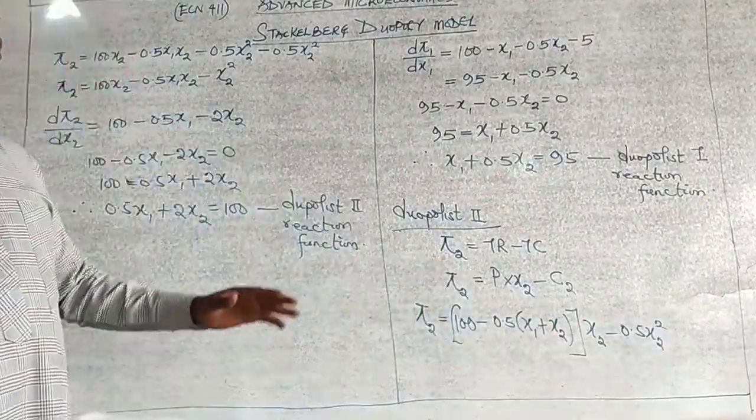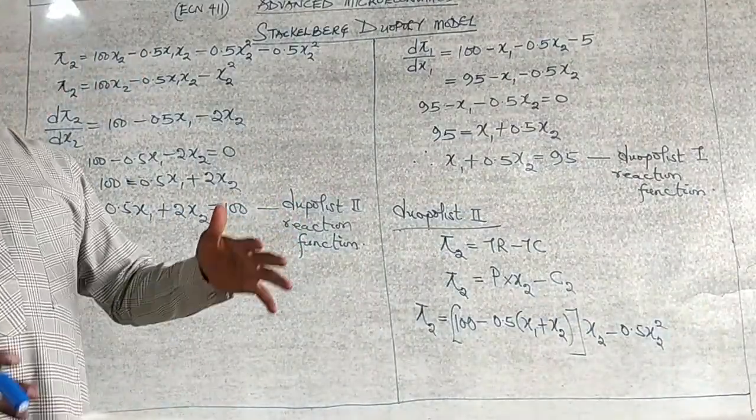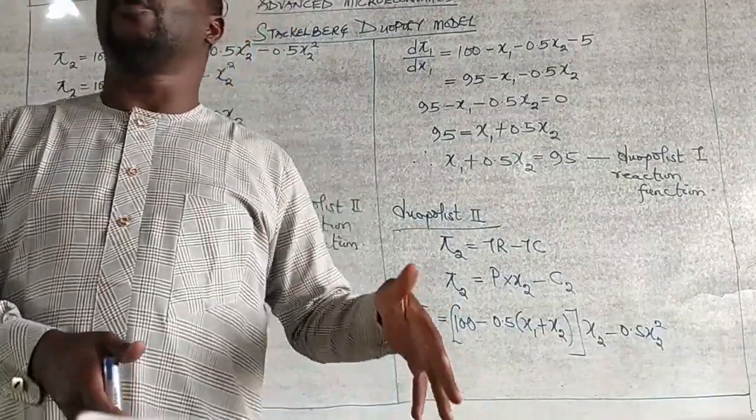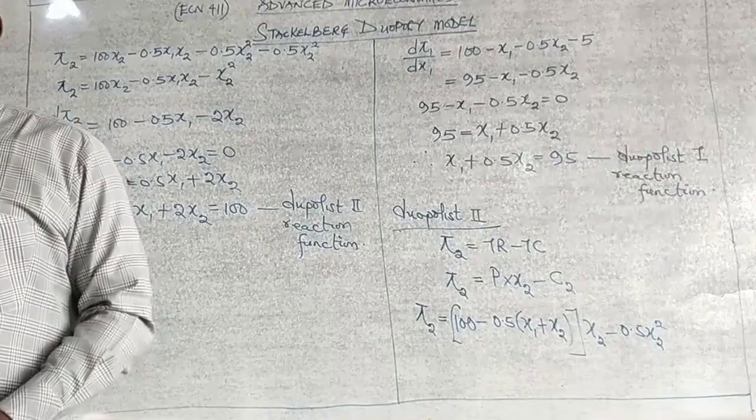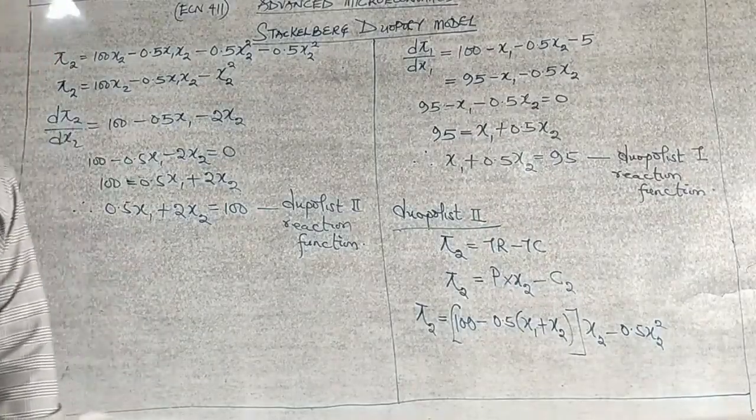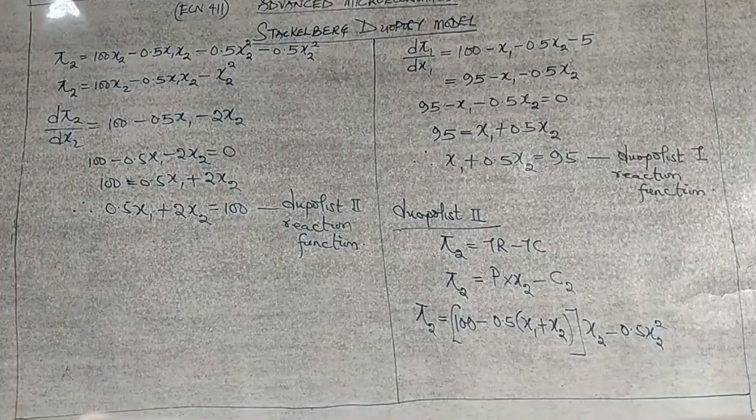So for you to be able to get anything you want to get, substitute the reaction function of duopolist 2 inside the profit function of duopolist 1. What I just said now, you might want to put it down as a note. So now, who can tell us what is the profit function of duopolist 1?